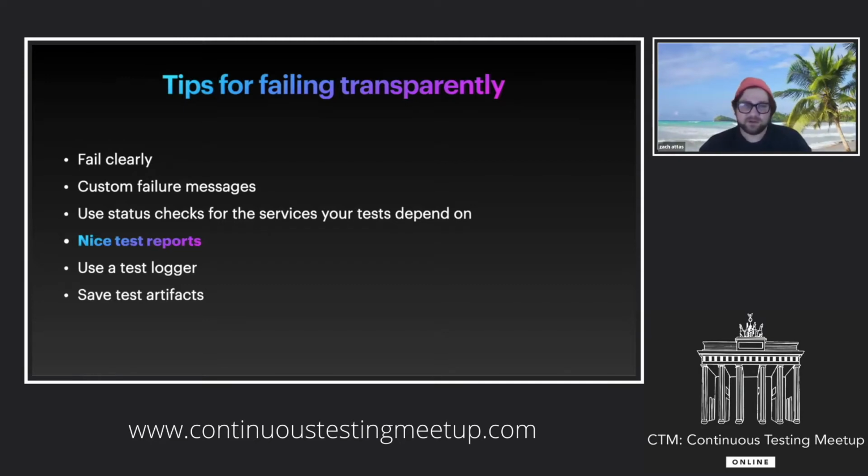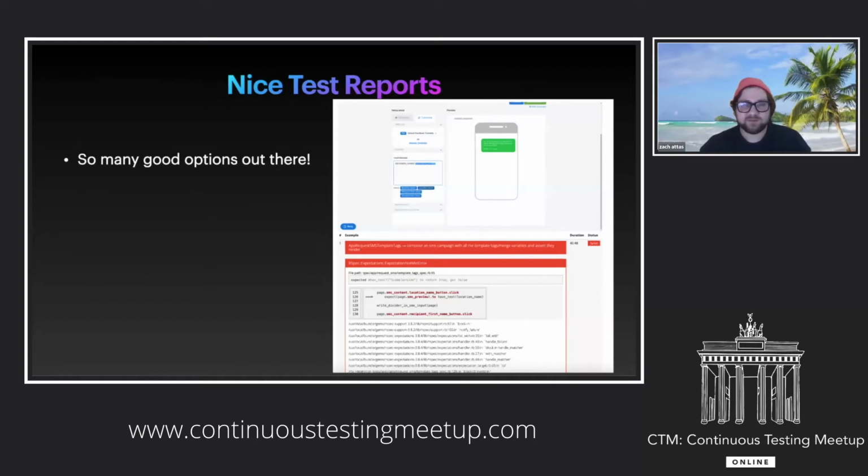So next topic, test reports. I love test reports. There are so many good options out there for each one of your test harnesses. This one on the right is the one we have at Review Trackers. It's this gem called the RSpec HTML reporter. It formats the stack trace really nicely. It shows you the source code of the test and where it failed. And it embeds the screenshot or the video in the HTML page.